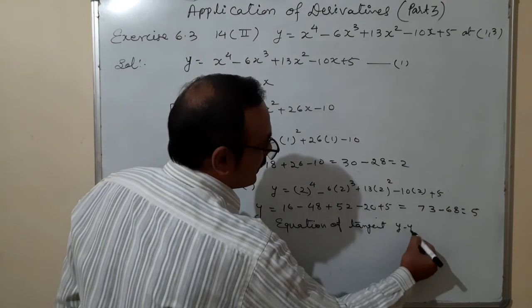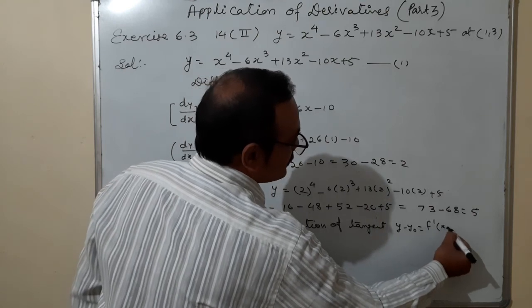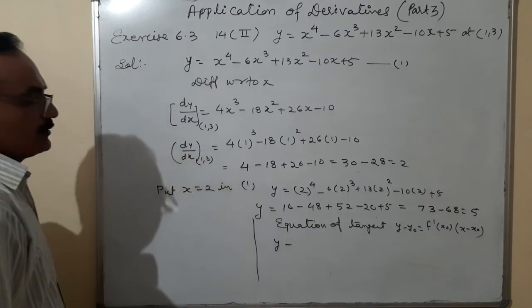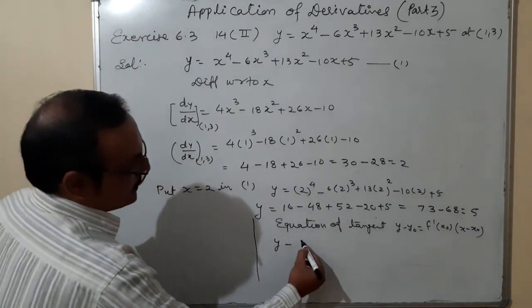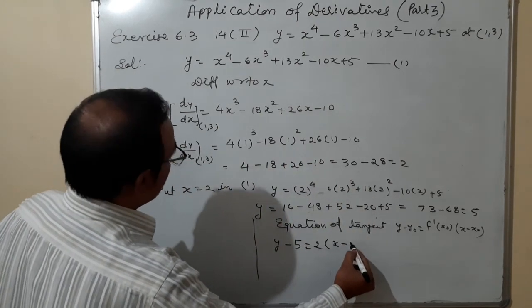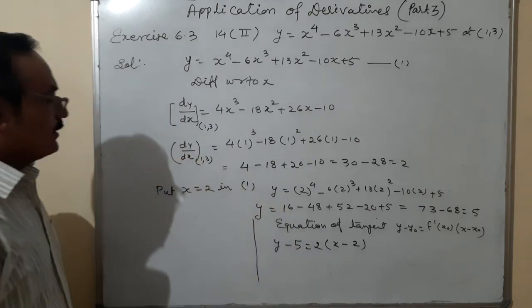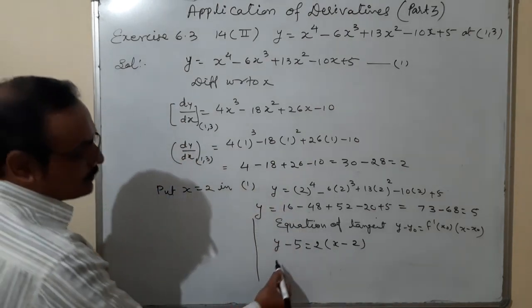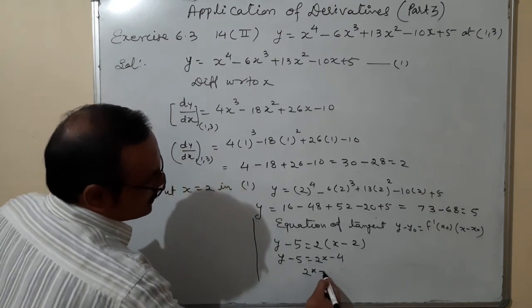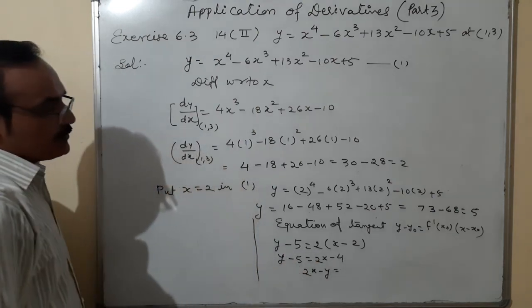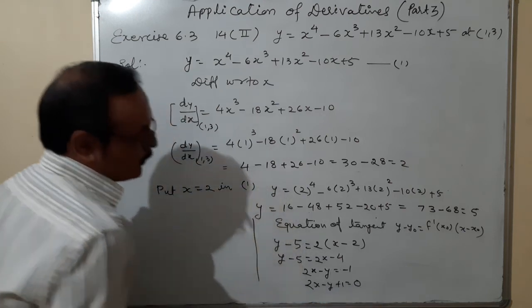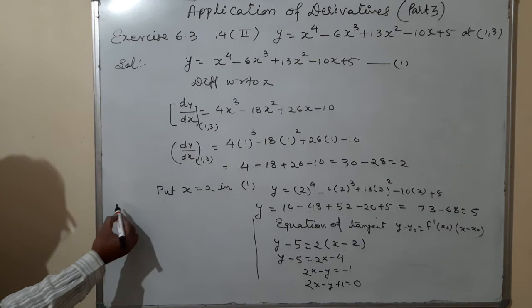What is the formula? y minus y0 is equal to f dash x0 times x minus x0. So right here, the value of y0 is 5. y minus 5 is equal to dy by dx, which is 2, times x minus 2. Here x is equal to 2, y is equal to 5. So y minus 5 is equal to 2x minus 4, and that is 2x minus y is equal to minus 5 plus 4, which is minus 1, or 2x minus y plus 1 is equal to 0. This is the equation of tangent.